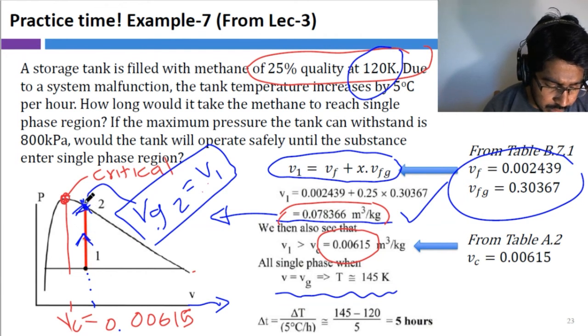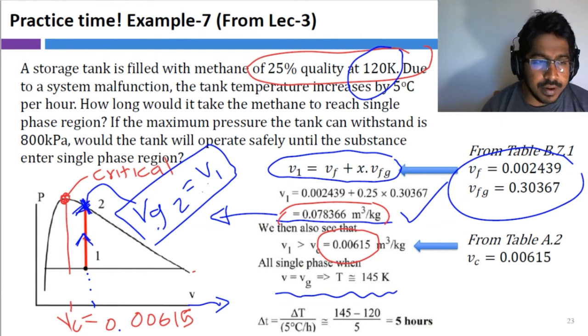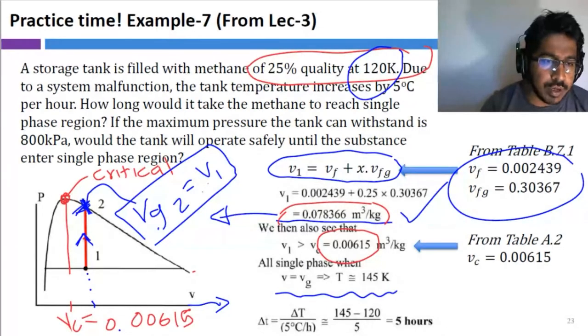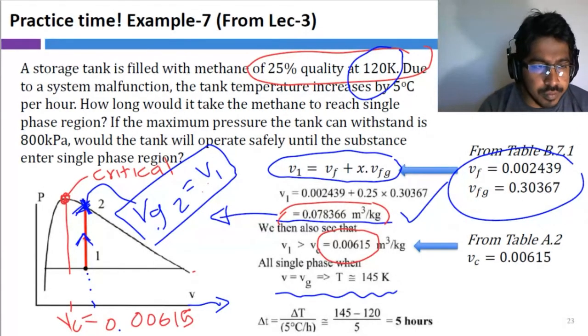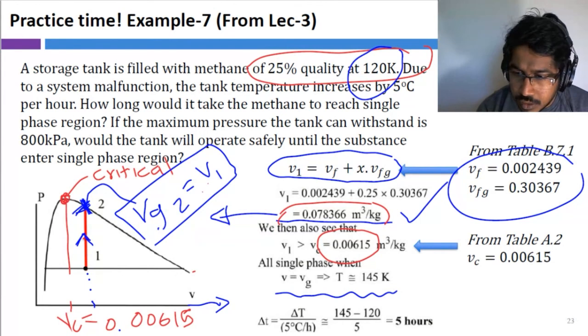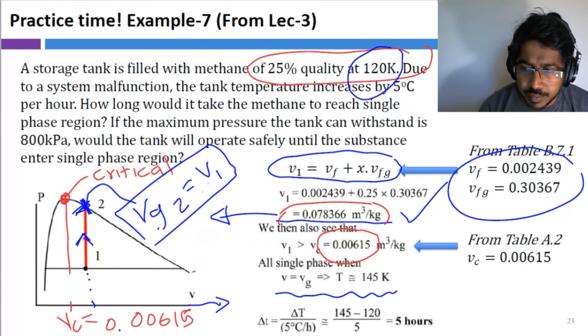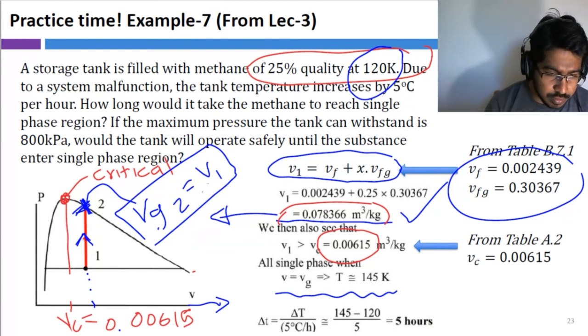and we keep on heating until we meet the saturated vapor line, to see when we cross the boundary. It's true that Vg is always on the saturated vapor line.